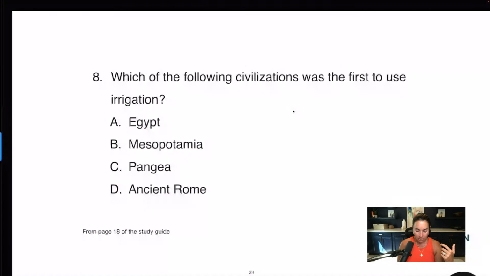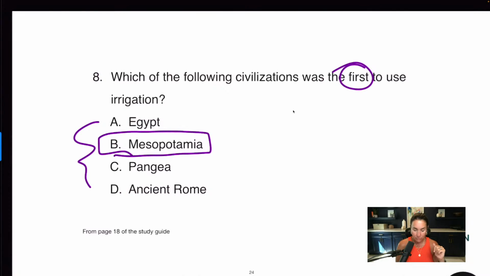All right, let's have a look at this particular question here. Which of the following civilizations was the first to use irrigation? This is kind of a tricky one. Mesopotamia was the first to use irrigation, but Rome actually perfected irrigation later. But it's asking who was the first. So B is the best answer, but be careful. Rome did perfect irrigation to have these systems of pipes and things like that for their farms. So just be careful with the question.